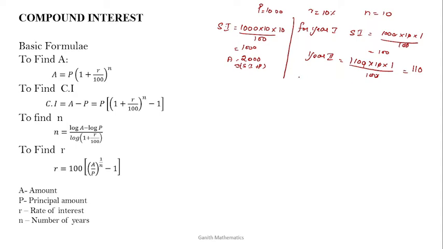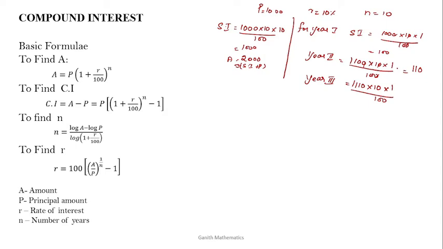So it would be 110 rupees. So in year 3, they'll add this 110 to the principal amount. So it will be 1210 into 10 into 1 divided by 100. Hope you understand. So what they are doing is, each year they are finding the simple interest, considering it along with the principal amount, and the total principal amount with the simple interest will be the principal amount for the next year.